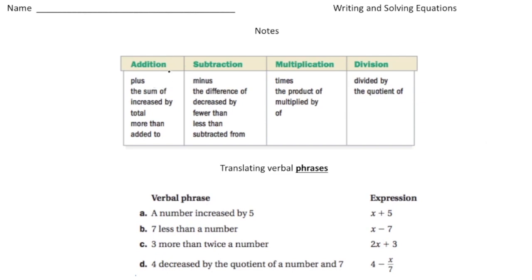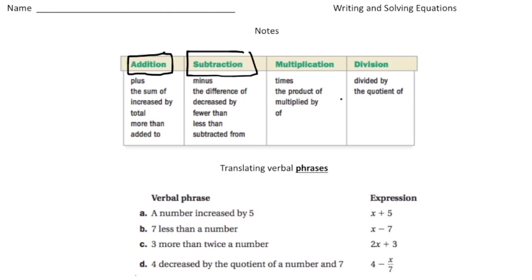Here I created a list of key words associated with addition, subtraction, multiplication, and division, okay? So, for example, anytime you see plus, the sum of, increased by, total, more than, or added to, it's going to be addition. Anytime you see minus, the difference of, decreased by, fewer than, less than, or subtracted from, that's going to be a sign that you're going to have subtraction.